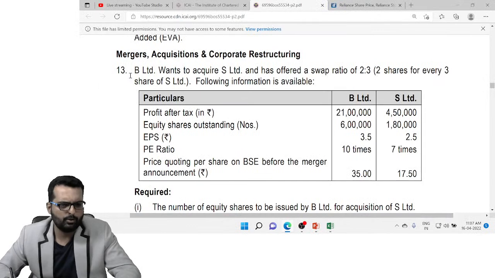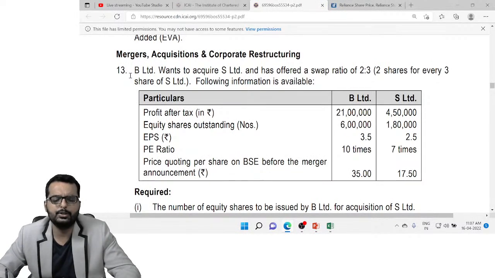B wants to acquire S. The swap ratio is 2 is to 3: 2 shares for every 3 shares of S Limited. So B will give less number of shares. He will give only 2 of his shares for 3 shares of S. So B is a powerful company. So I'll write down the particulars.